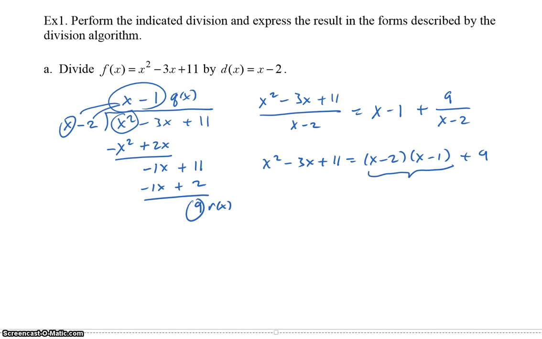If we multiply by FOIL, x minus 2 times x minus 1, we get x squared minus 1x minus 2x plus 2, or x squared minus 3x plus 2. If we add 9 to that, we have x squared minus 3x plus 11. So by writing it this way, we have a check on our division to know that it's been done correctly.